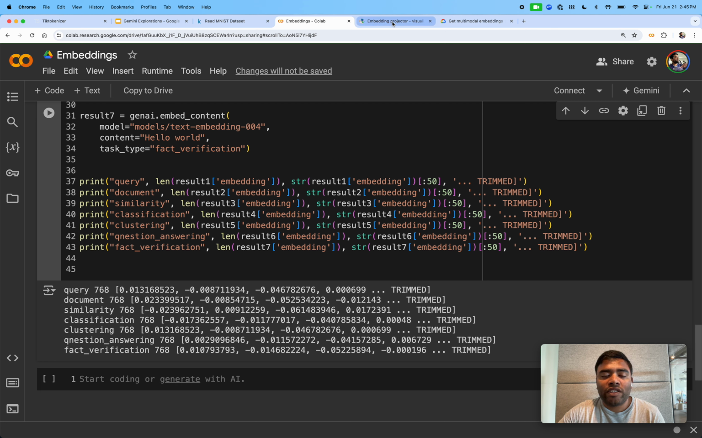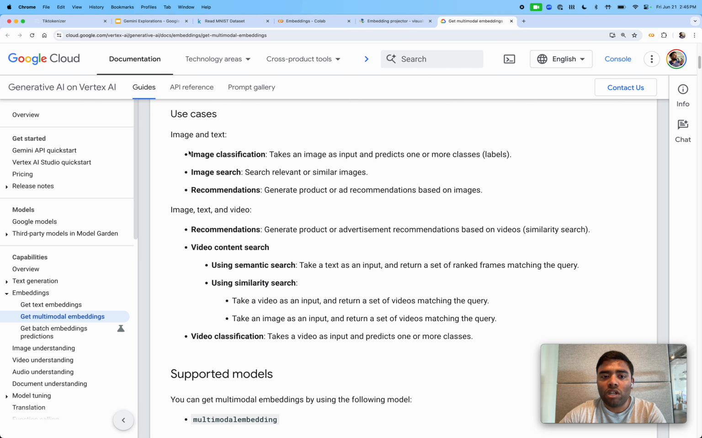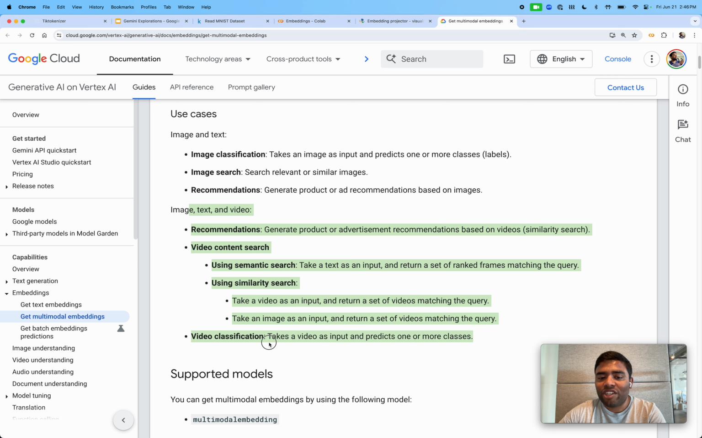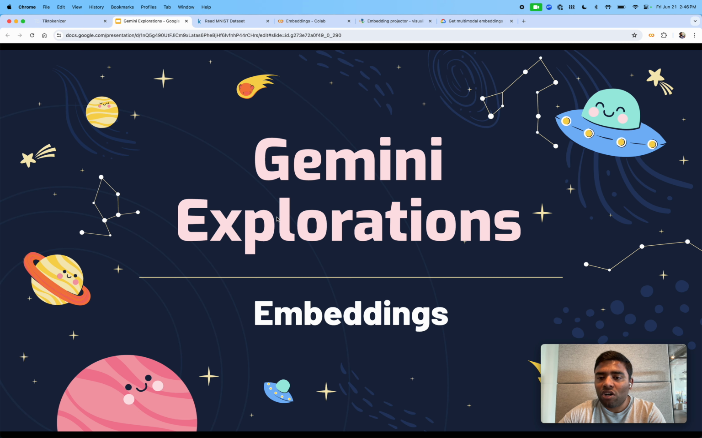Okay, so we generated embeddings. All of these are specific for text. As we see, our model is specific to text embedding in here on the Gemini side. If you are interested in doing other types of embeddings as well, you can look at VertexAI. VertexAI has multimodal embeddings as well, where you can use it for image classification, search, recommendations, and of course, you can use it for image, text, and video all together in one, for similarity, video content search, video classification, and stuff like that. That was all.